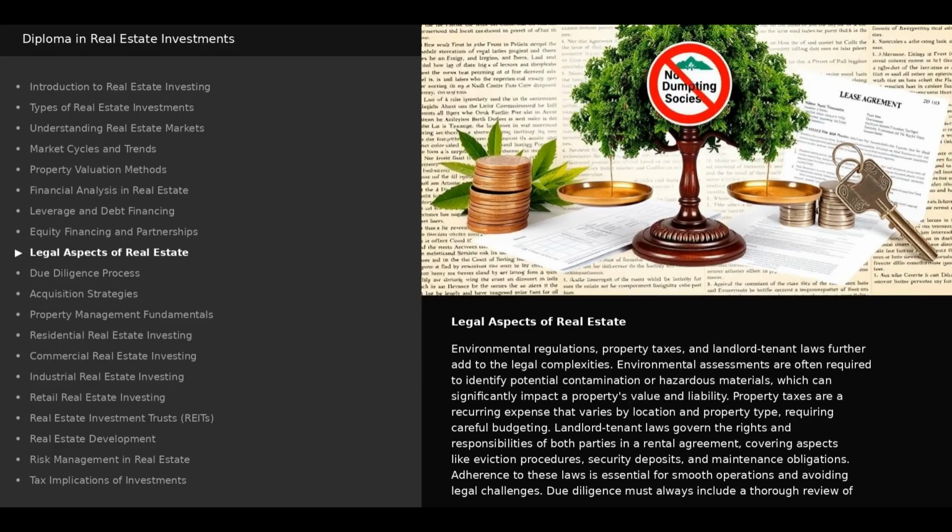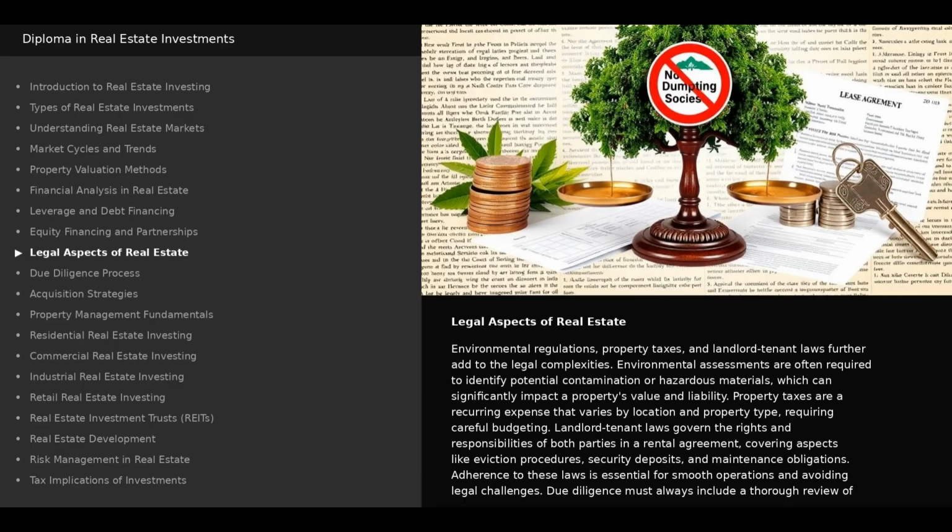Environmental regulations, property taxes, and landlord-tenant laws further add to the legal complexities. Environmental assessments are often required to identify potential contamination or hazardous materials, which can significantly impact a property's value and liability. Property taxes are a recurring expense that varies by location and property type, requiring careful budgeting.